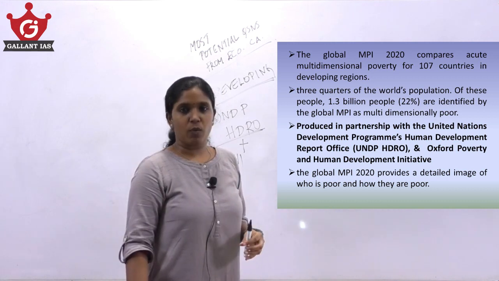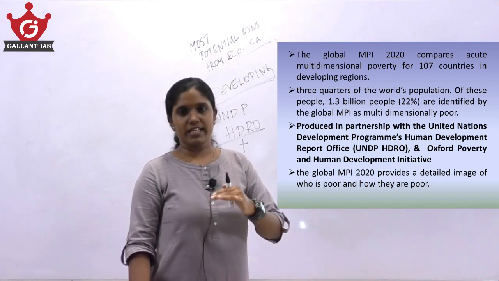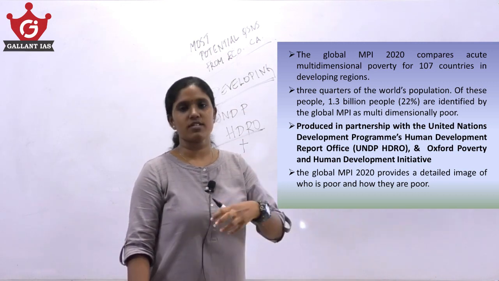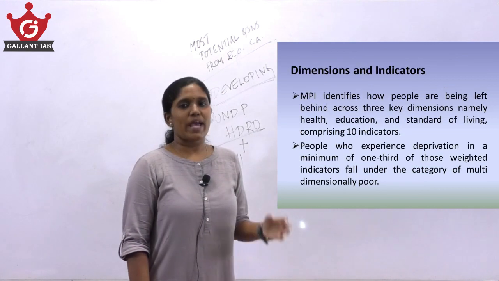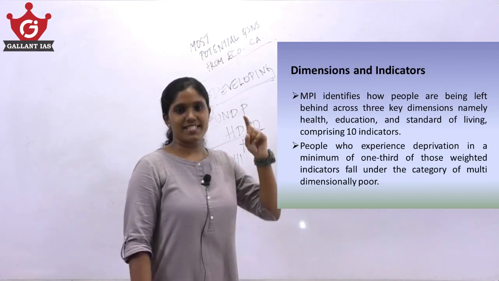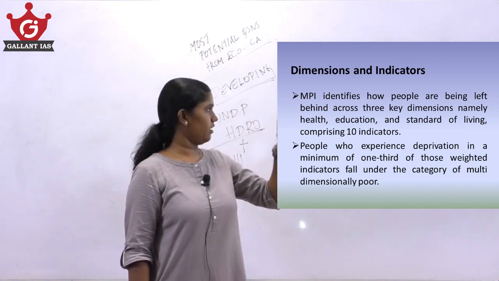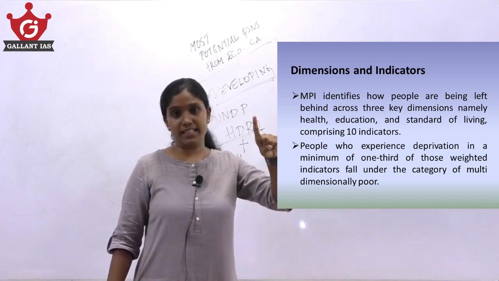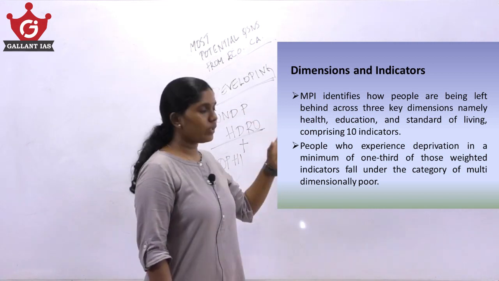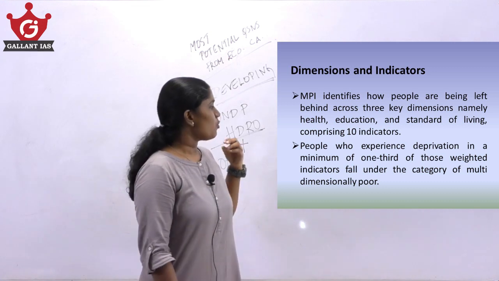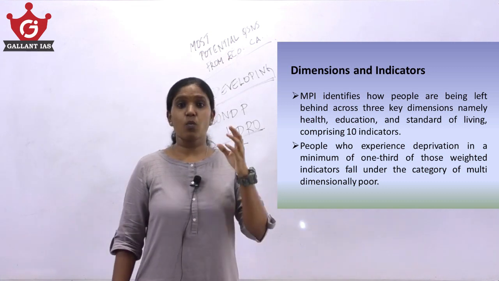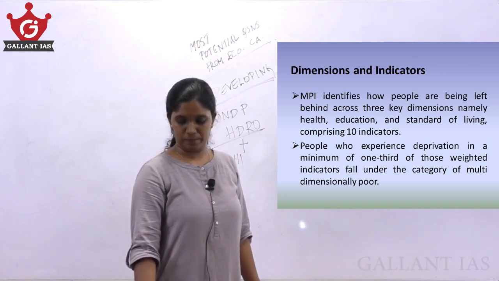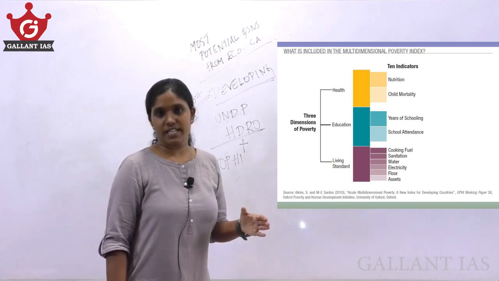The global MPI provides us a detailed picture of who is poor and how they are poor. What is it that they are lacking? What is their lack of access? MPI looks at three key dimensions, that is health, education and standard of living. They might ask like this, which are the dimensions that MPI looks at? The answer is health, education and standard of living. And within this there are 10 indicators. People who experience deprivation in a minimum of one-third of these weighted indicators fall under the category of multidimensionally poor.